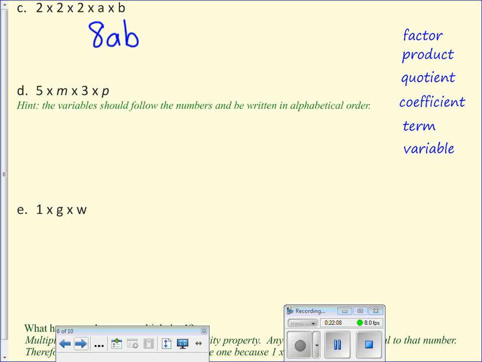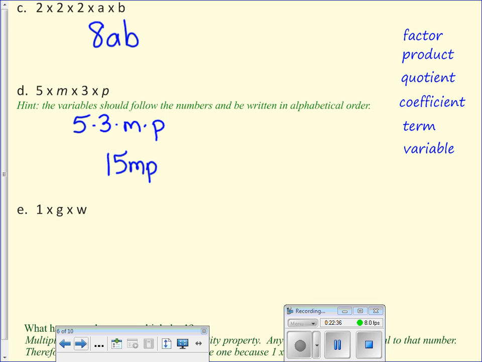What's 5 times m times 3 times p? Can I rearrange those? Could I do 5 times 3 times m times p? And then what would my product be? 15mp. Right. The variables are in alphabetical order. So you can multiply your constants together, and that becomes your coefficient.